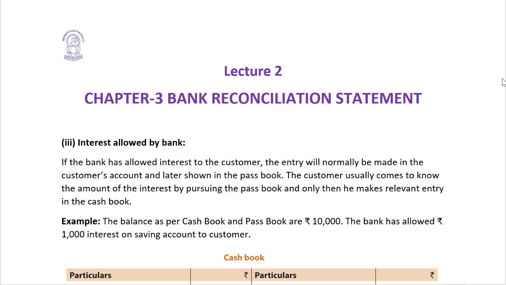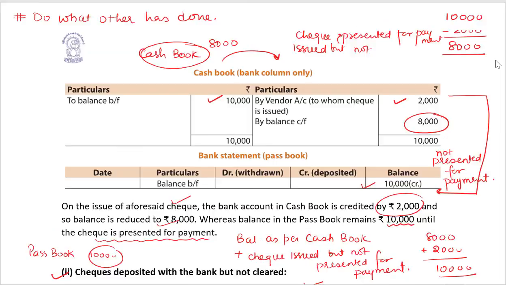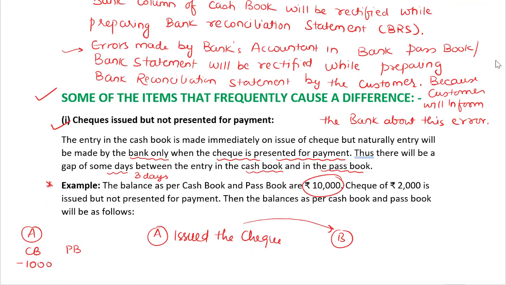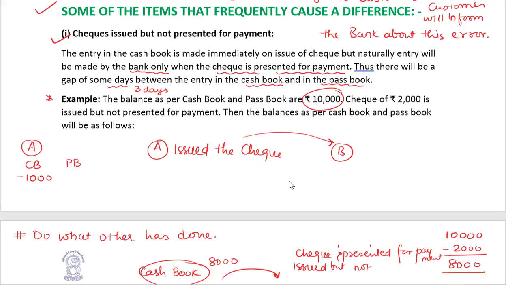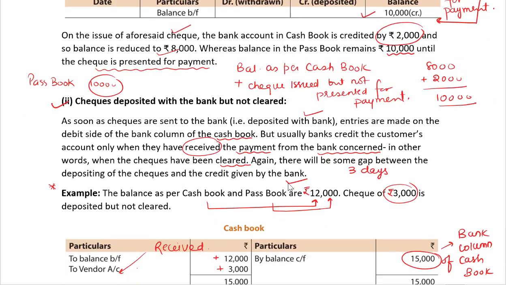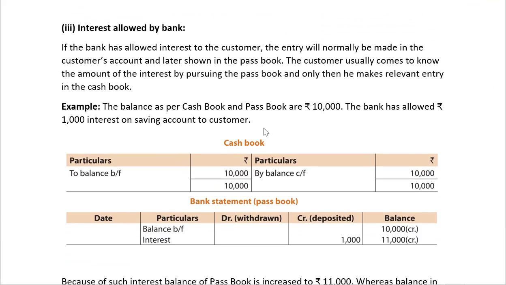So, in the last class, we discussed some of the items that frequently cause a difference in balancing the cash book and passbook. The first item was check issued but not presented for payment, and the second item is check deposited with the bank but not cleared. Let us see from the third point today.